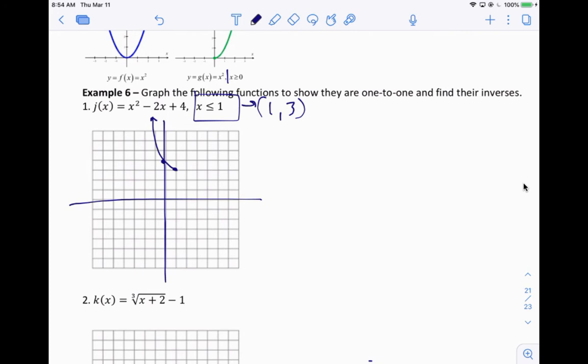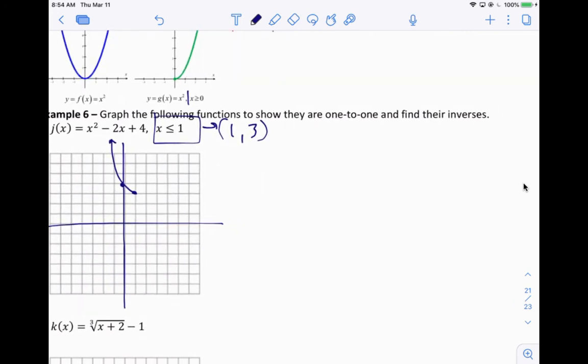So let's go ahead and get a visual representation of what this is going to look like. I have 2 points. I can invert those 2 points, right? Super easy. If I have (1, 3), I'm going to have (3, 1). If I have (0, 4), I'm going to have (4, 0).